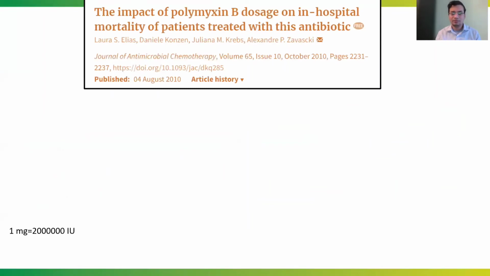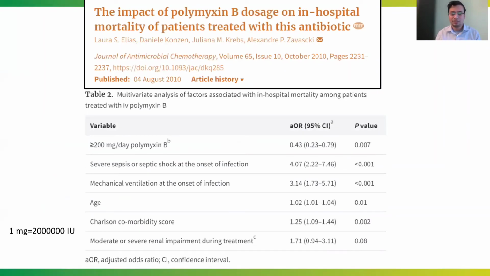In a retrospective study in 276 patients, Elias et al. explored the impact of dose of polymyxin B on mortality outcome. So they found that the mortality rate was 60.5%. Septic shock, use of mechanical ventilation, Charlson's comorbidity score and age were independent predictors of mortality.